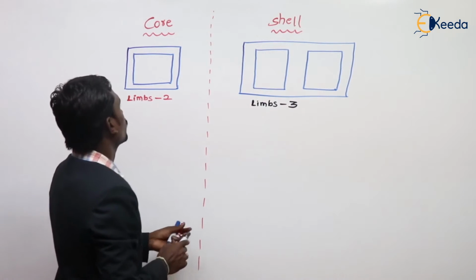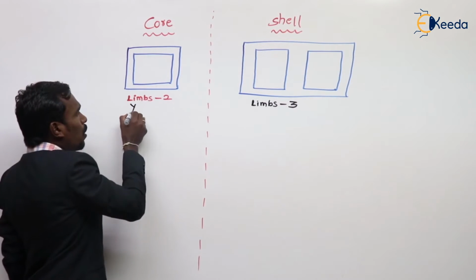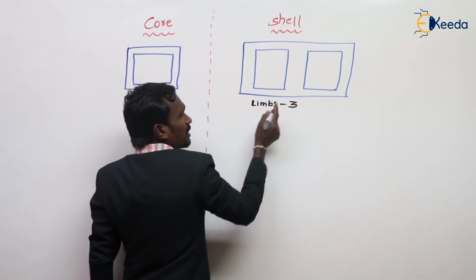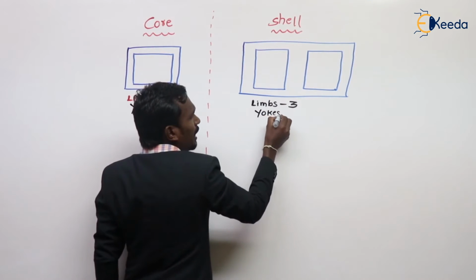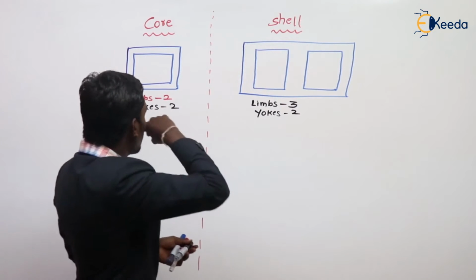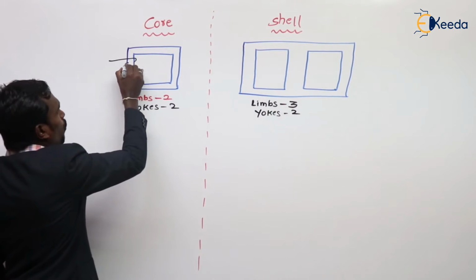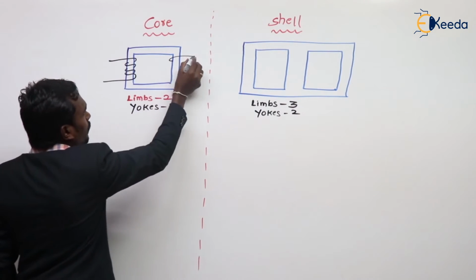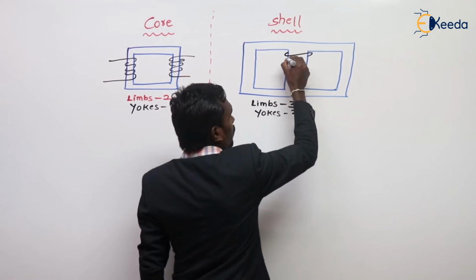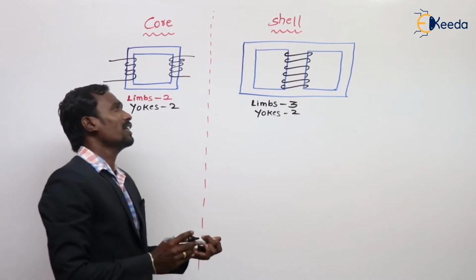Next one. These are called yokes. In core type, we have two yokes. Of course, in shell type also, we have two yokes only. And next one. Generally, in core type we take the winding on these two limbs like this. But here in shell type, the winding is placed on the middle limb.